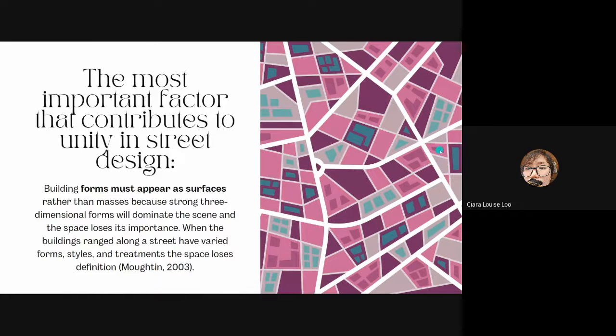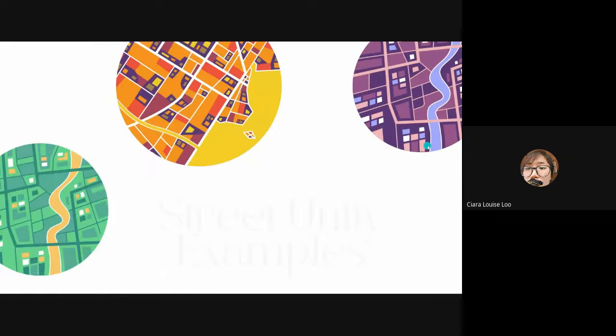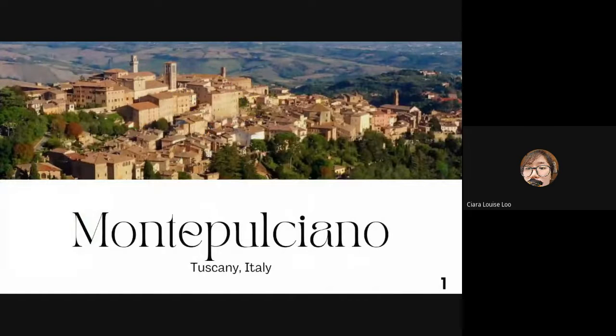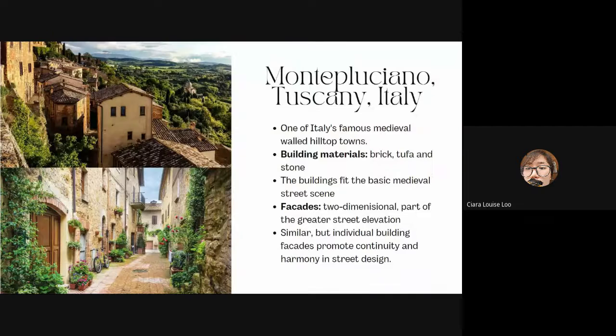So again, like what Neil discussed before this, the most important factor that contributes to unity in street design is that building forms must appear as surfaces rather than masses, because strong three-dimensional forms will dominate the scene and the space loses its importance. So when the buildings along a street have varied forms, styles, and treatments, the space loses definition. Next slide, please. Next slide, please. So our first example is Montepulciano, which was discussed very briefly by Neil.